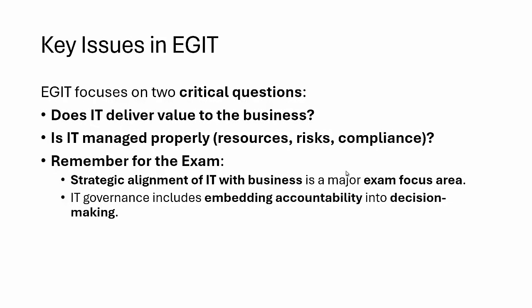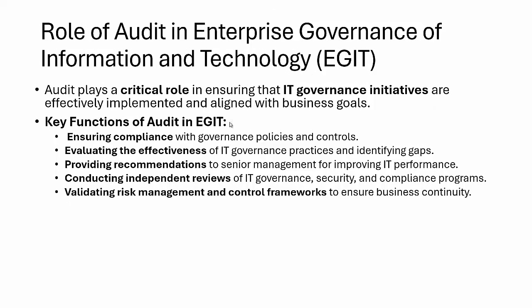So now we're going to understand the auditor perspective. The role of an audit in enterprise governance of IT is, first, just to make sure that whatever has been implemented is aligned with the business goals. Okay. So we ensure compliance with governance policy and controls. We evaluate the effectiveness of IT governance practices. Let's say there is a control in place. We audit the control, for example, a SOD, separation of duties. We check the logs, we perform a temporary transaction and see whether the SOD is working effectively or not. Okay, we provide recommendations on how to improve IT.